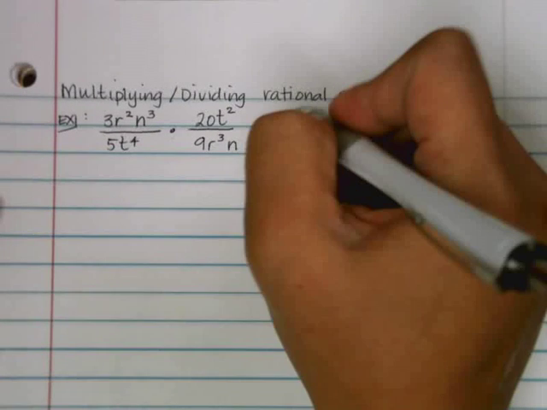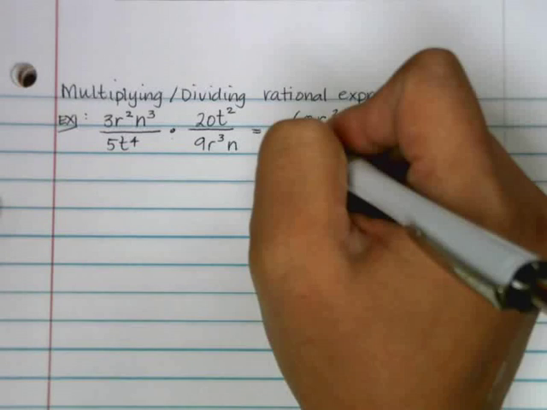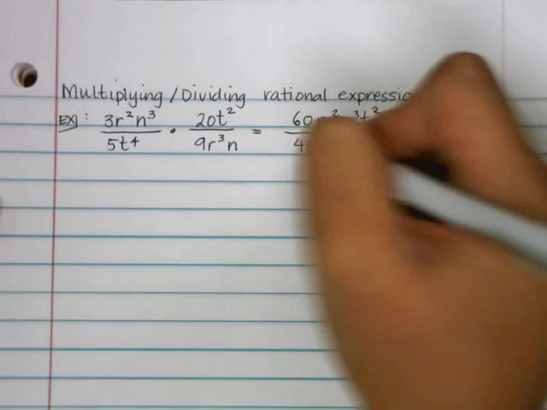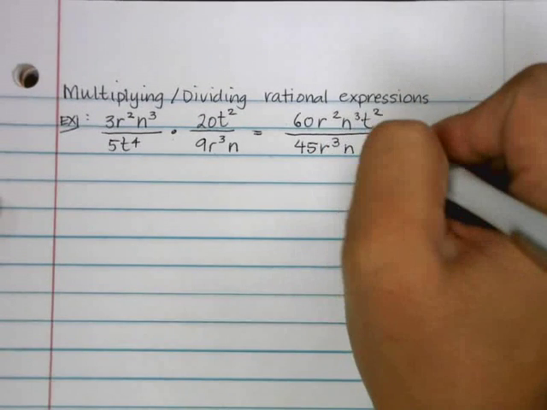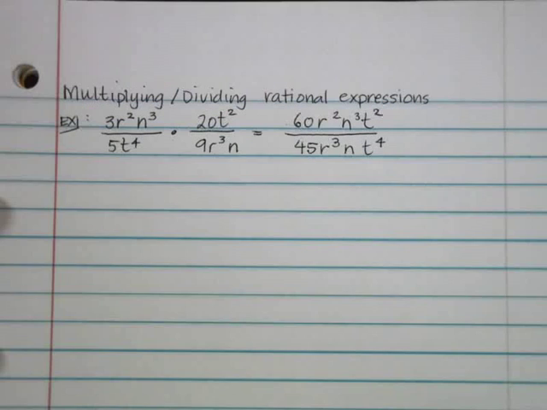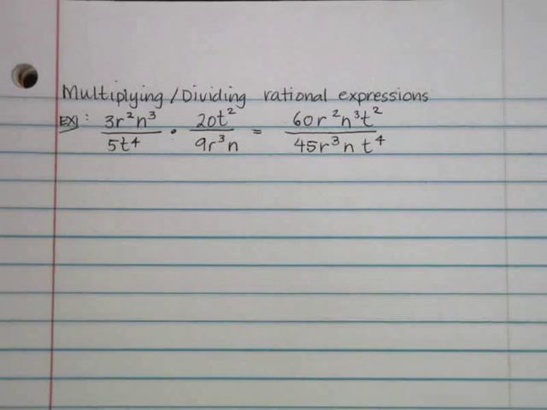So let's do it that way, and let's see what we have. So you have 60 r squared n to the third t squared over 45 r to the third n t to the fourth, right? Now, of course, this is the product, but you have to simplify that. So how do you simplify that? You're going to cancel common factors. So we are going to take out common factor from 60 and 45. What number divides both 60 and 45? I would say the greatest common factor is 15, because 15 goes into 60 and 15 goes into 45.